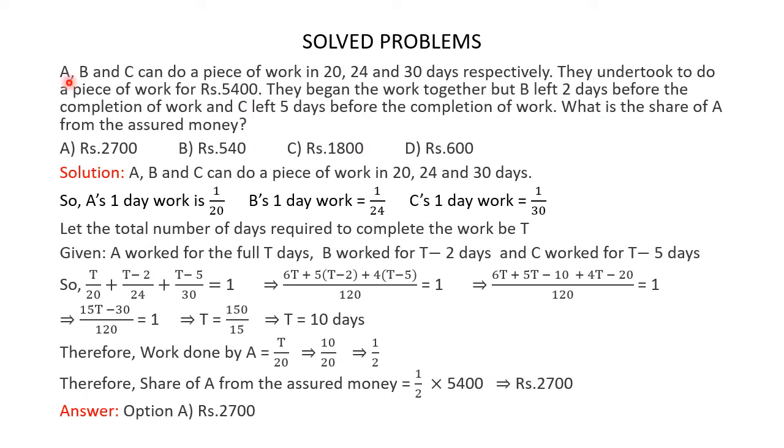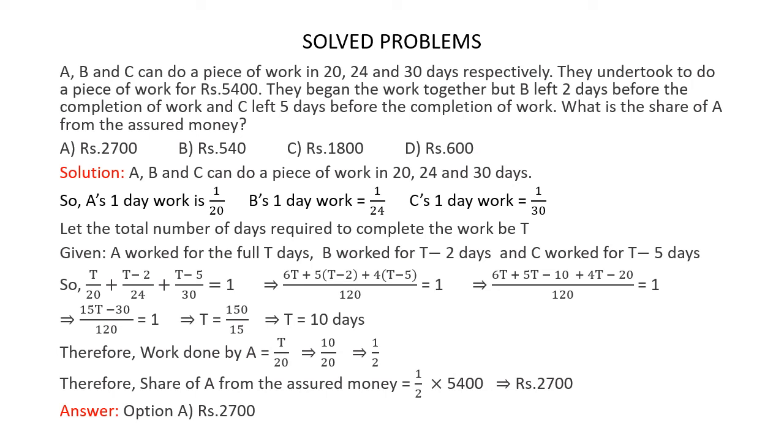A, B and C can do a piece of work in 20, 24 and 30 days respectively. They undertook to do a piece of work for rupees 5,400. They began the work together, but B left 2 days before the completion of work and C left 5 days before the completion of work. What is the share of A from the assured money? You are given 4 options here and you have to find out which of these options is the correct one.